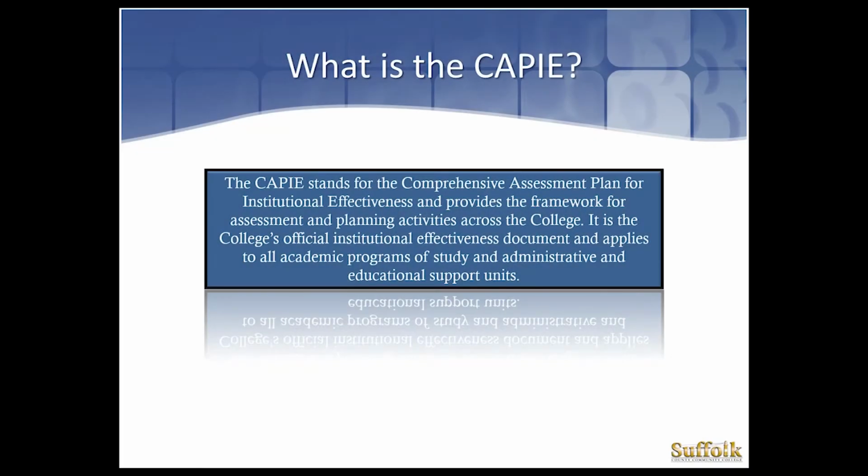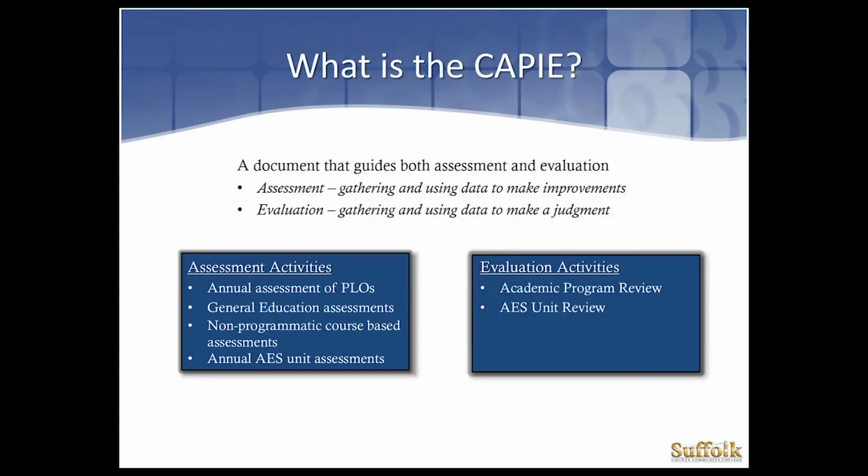What I'd like to speak about right now is a document that we call the CAPIE. That stands for our Comprehensive Assessment Plan for Institutional Effectiveness. It's a very important document as it provides the framework for all assessment, planning, and resource allocation activities at the college. This document goes through many different areas which are important, the first being assessment, and it's important to differentiate assessment from evaluation. Assessment is about gathering information for use in continually improving, whereas evaluation is about gathering information so that we can make a judgment.